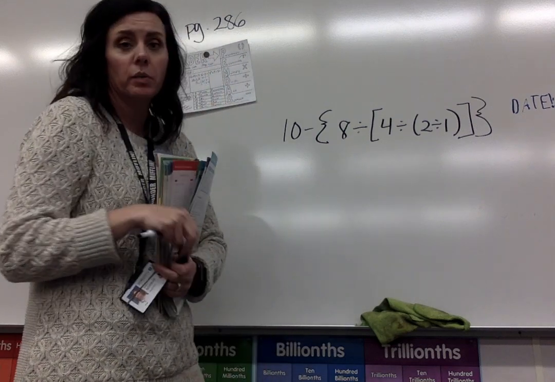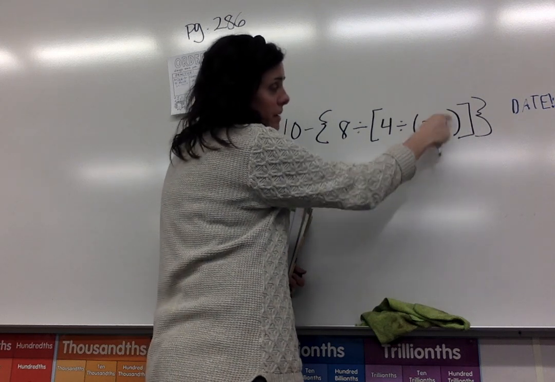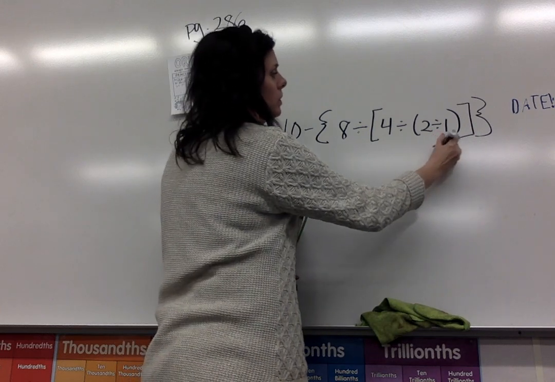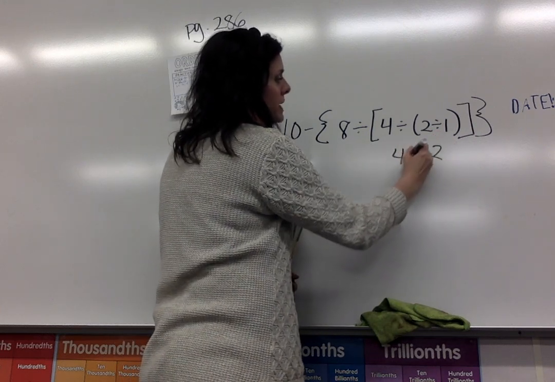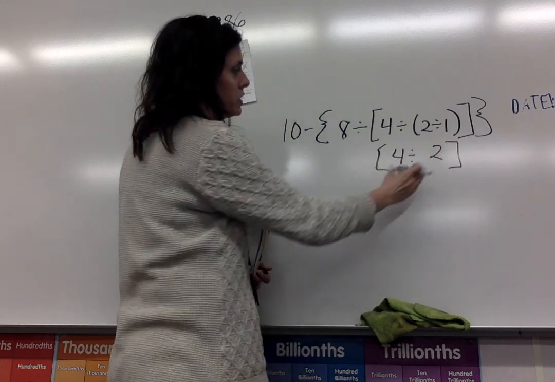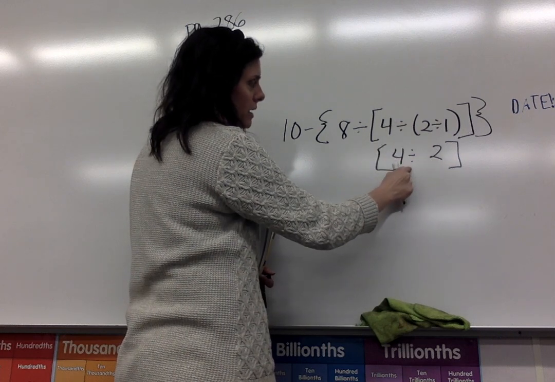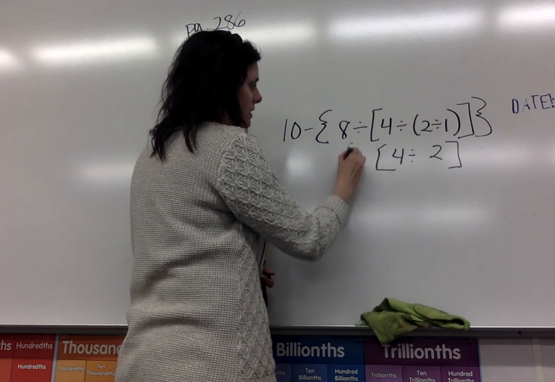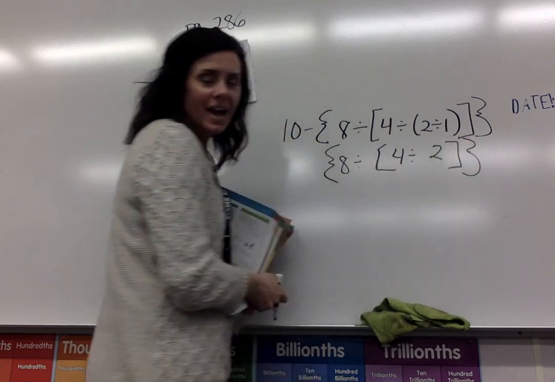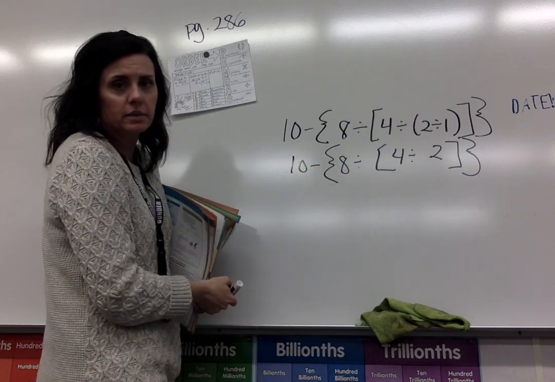Okay, so here we go. I'm going to start with this little section right inside my parentheses. So 2 divided by 1 is 2. Now I'm going to bring down the rest of what I had. I've got 4 divided by 2, that was my answer that I brought down. And now I've got the 8 divided by, like that. And the last part that I need to bring down is the 10 minus.